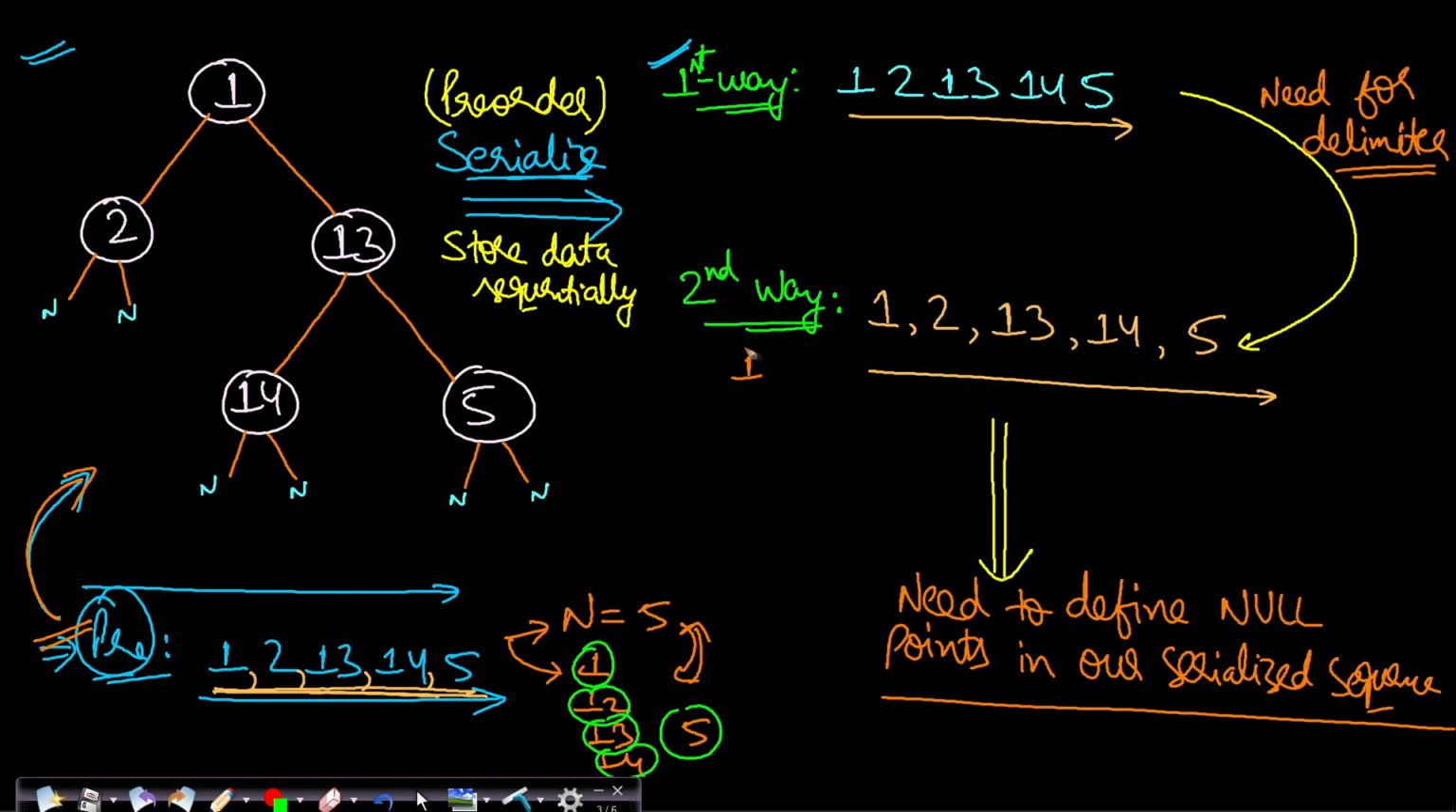So I can draw something like this: 1, 2, 13, 14 and 5. Okay, so if we do pre-order on this, this is a skewed tree. So if we do pre-order on this, we will get 1, 2, 13, 14, 5. So they have the exact same pre-order, but the structure is totally different.